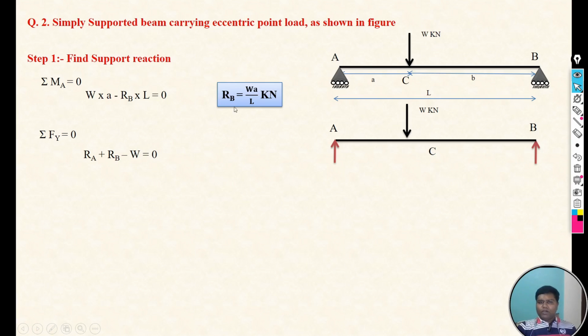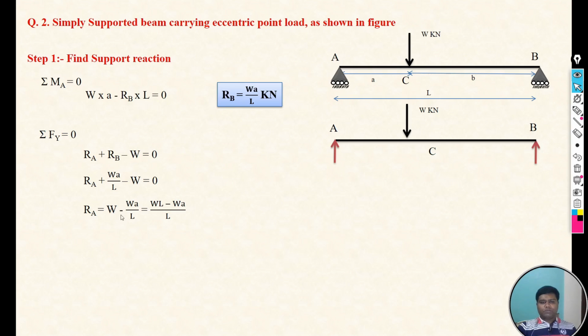The value of Rb we have already calculated, that is Wa by L. So just put the value of Rb. So Ra plus Wa by L minus W is equal to 0. And here we require Ra, so just take Wa by L minus W to the right side. So it will be Ra is equal to W, taken positive, and Wa by L is positive on the left side, so on the right side it will be negative.